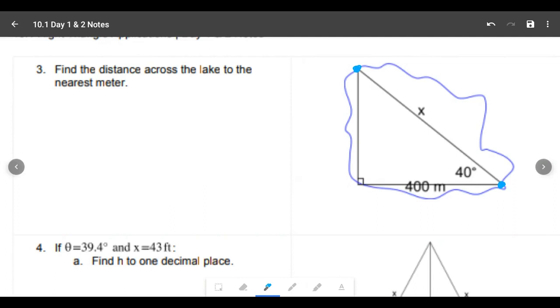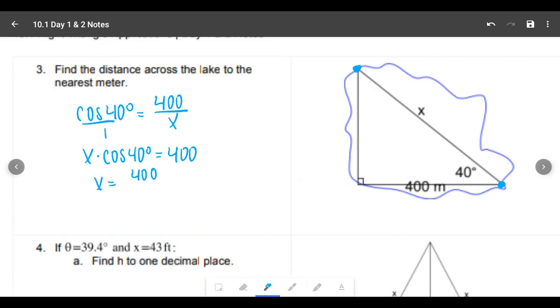Okay, well, again, using SOHCAHTOA, the 2 sides that I'm given are my adjacent and the hypotenuse in comparison to my 40-degree angle. So what I'm going to end up setting up is the cosine of 40 degrees should be equal to that 400 meters over the length that I'm looking for. If I go through here, do some cross multiplication, and solve for X, we get that X is 400 over the cosine of 40 degrees.